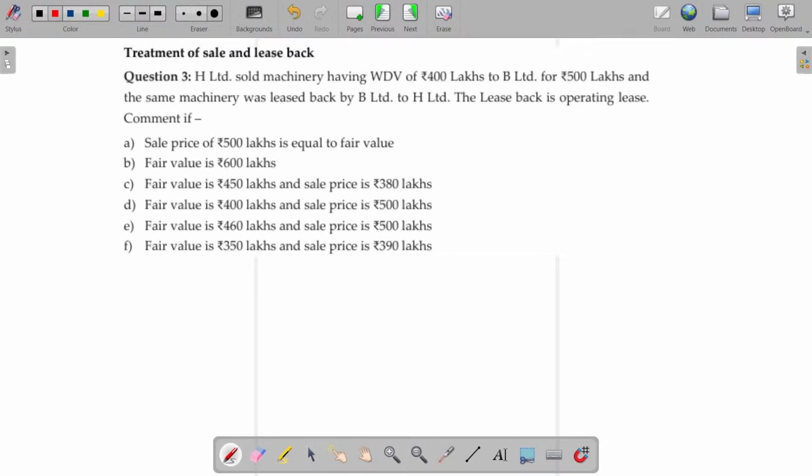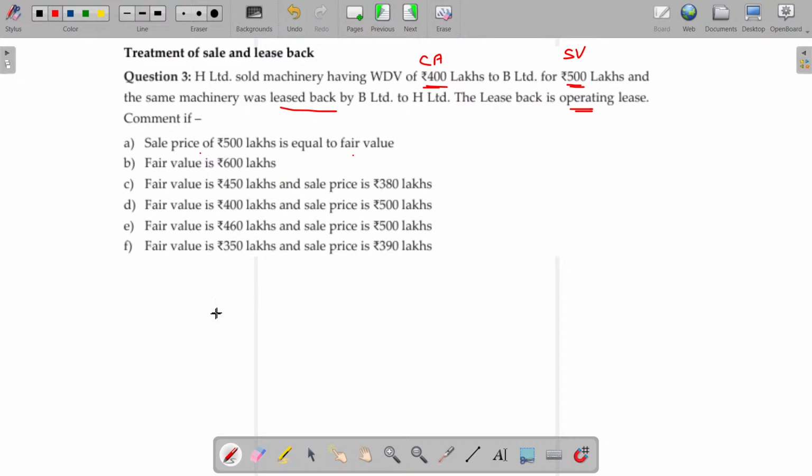H Limited sold machinery having WDV of 400 lakhs. WDV means carrying amount. To B Limited for 500 lakhs. This is the sale value. And the same machinery was leased back by B Limited to H Limited. The lease back is an operating lease. Comment: sale price is equal to the fair value. Okay. First scenario, sale value is equal to fair value.